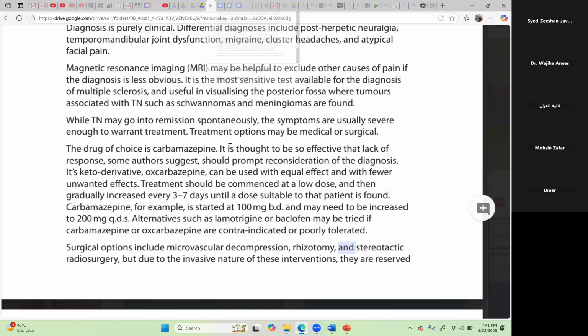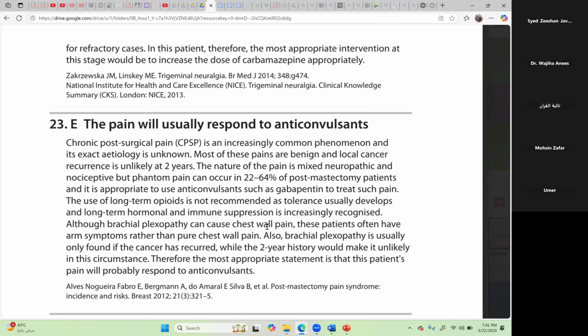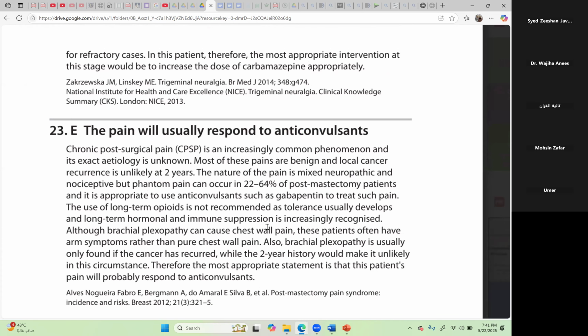what is the answer in the key. Okay. This is an increasingly common phenomenon. Its exact etiology is unknown. Most of these pains are benign, and local cancer recurrence is unlikely at 2 years. The nature of the pain is mixed, neuropathic and nociceptive, but phantom limb pain can occur in 22 to 64% of post-mastectomy patients. It is appropriate to use anticonvulsants such as gabapentin and pregabalin to treat such pains.